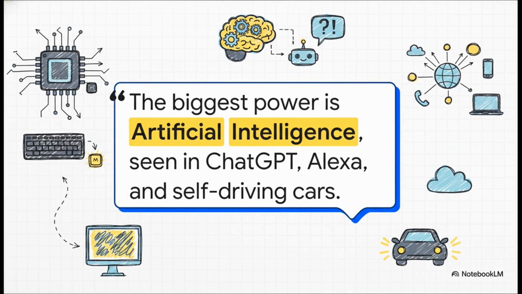And maybe the most powerful, the most mind-blowing combination of all these principles right now is artificial intelligence. You know, AI. When you use something like ChatGPT, or talk to Alexa, or see a self-driving car, that's AI in action. It's giving machines this incredible ability to learn, to understand, and even to make decisions on their own.